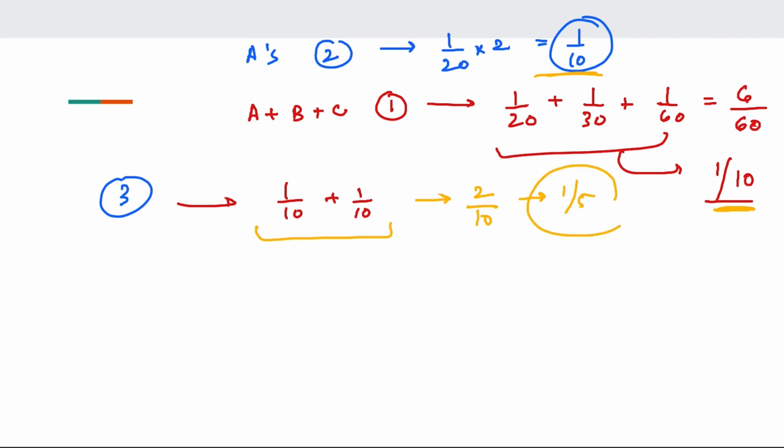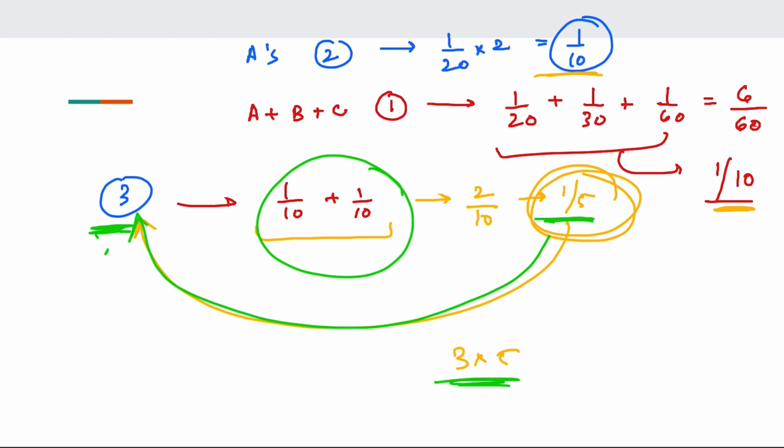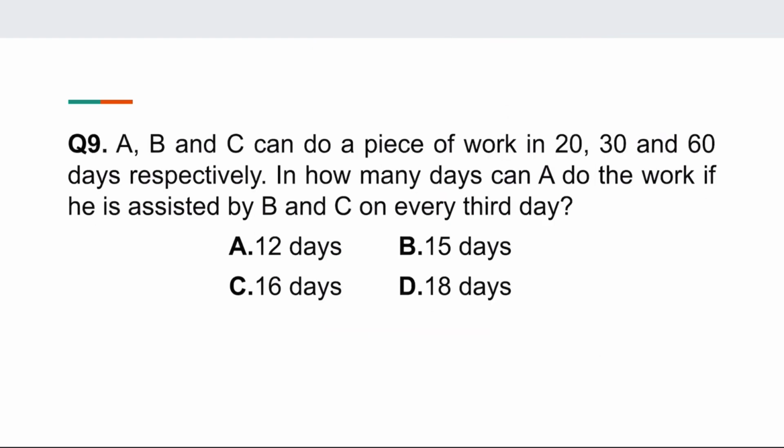Alright. So now 1 by 5 is the work which is done in how many days? 3 days. So whole work will be done in how many days? 3 into 5. Right? Because in 3 days, the amount of work done is 1 by 10 plus 1 by 10, that is 1 by 5. So the whole work will be done in 3 into 5 days. And what is 3 into 5? I hope you people know this. It's 15 days. 3 5s are 15. Simple.